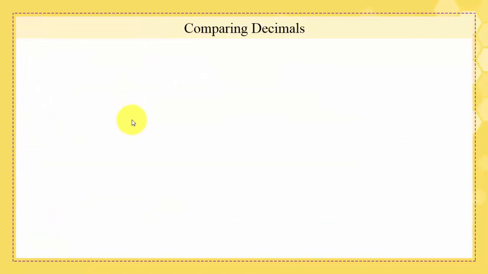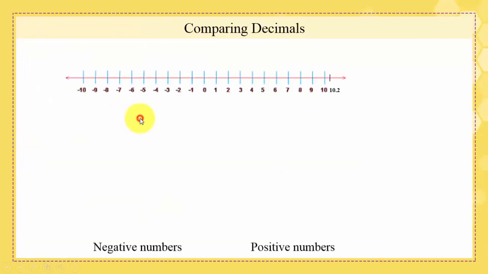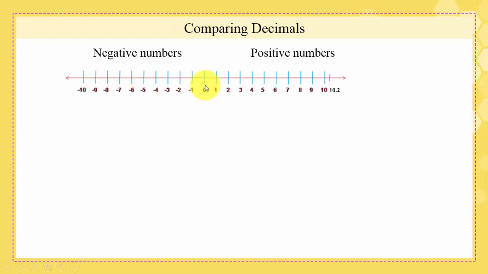Now comparing decimals. Look here at the number line. This is 0. These are the negative numbers and these are the positive numbers. Point A is of abscissa minus 3. Point B is of abscissa plus 3. Point C is of abscissa 10.2.